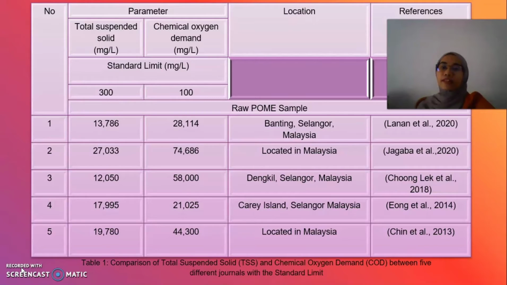The production and concentration of total suspended solids can actually be affected by the amount of fresh fruit bunches processed in those places. This means that the higher the amount of fresh fruit bunches processed by the mill, the higher the concentration of total suspended solids produced, and vice versa.